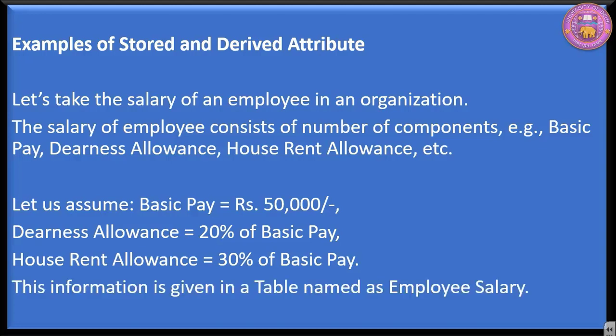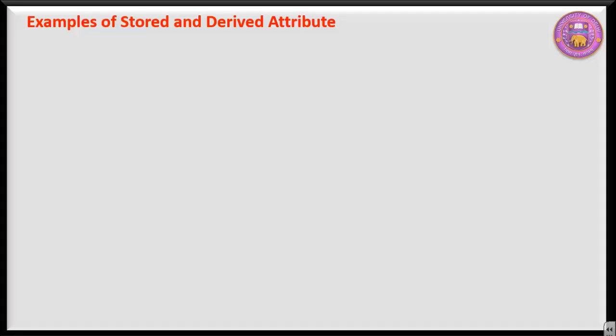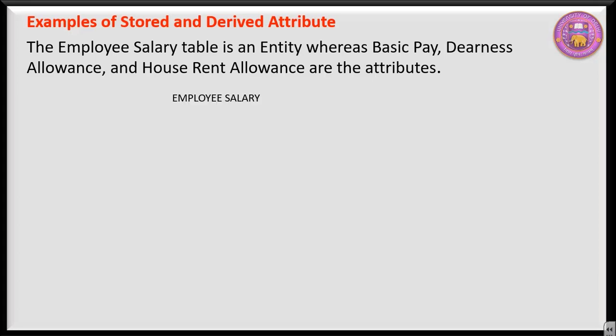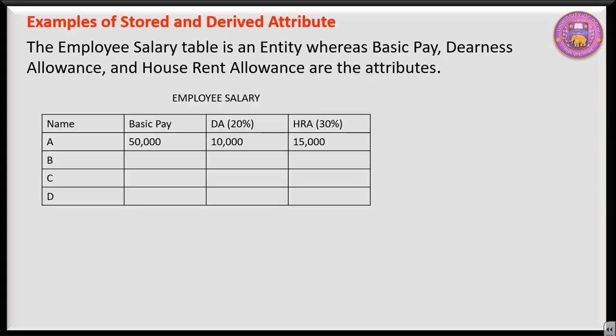This information is given in a table named employee salary. Employee salary table. These are the names of the employees A, B, C, D. This is the basic pay of employee A. Basic pay, that is 50,000, multiplied by 20%, comes to 10,000. It means employee A gets DA, that is rupees 10,000. Employee A gets HRA, that is 30% of basic pay, and it comes to 15,000.